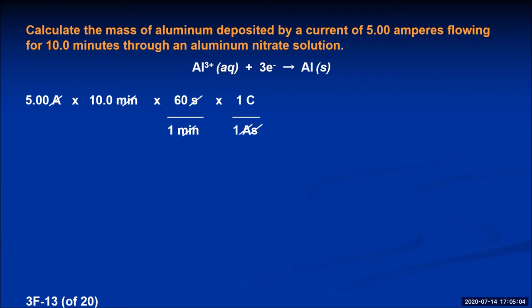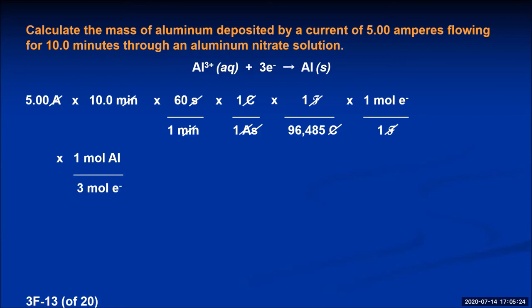Switching to a different unit of charge, Faraday, 96,485 coulombs is a Faraday. And a Faraday is important because a Faraday equals a mole of electrons. So one Faraday equals one mole of electrons. And now we can use our balanced equation. The relationship between electrons and aluminum is a 3-to-1 ratio. So 3 moles of electrons on the bottom, so the electrons will cancel out.